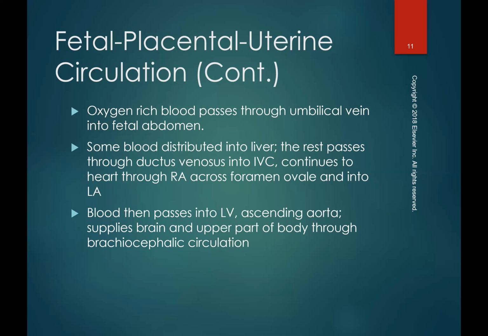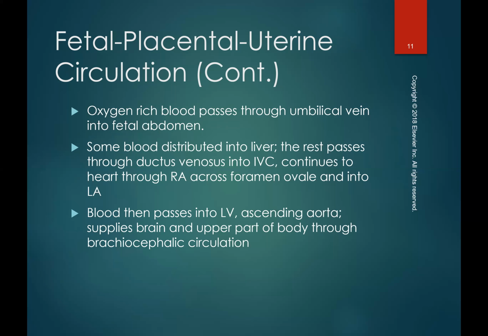The oxygen-rich blood passes through the umbilical vein, which is interesting. Another thing I need you to know for your test is that the oxygen-rich blood does not go through the umbilical arteries; it goes through the umbilical vein. So it's opposite of what we have in our bodies, if that makes sense. The umbilical vein brings the oxygenated blood into the fetal abdomen.